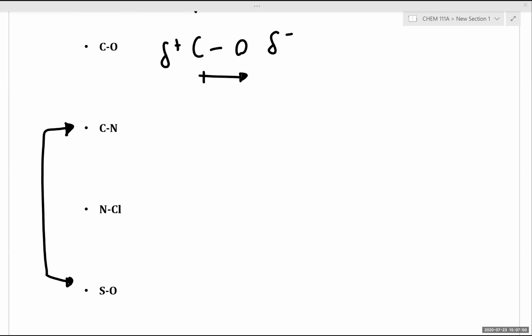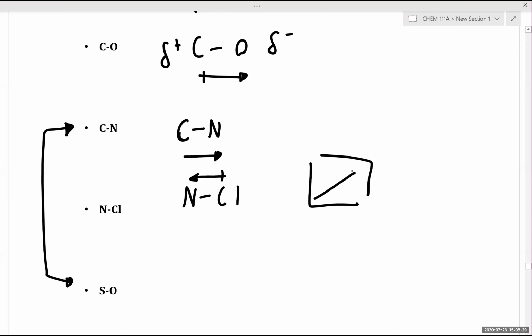Okay, so let's discuss this example. For a carbon-nitrogen bond, nitrogen is more electronegative. For a nitrogen-chlorine bond, let's get the class to help out. Which atom is more electronegative, nitrogen or chlorine? Nitrogen, actually. If you look at the periodic table, it's a little bit odd. But remember, electronegativity increases as you move up and to the right on the periodic table.